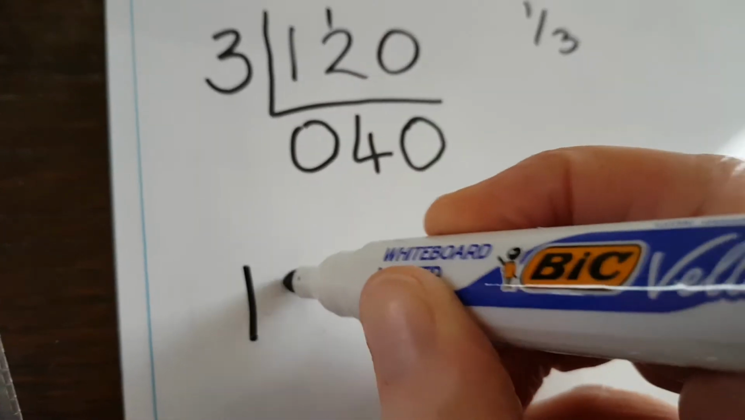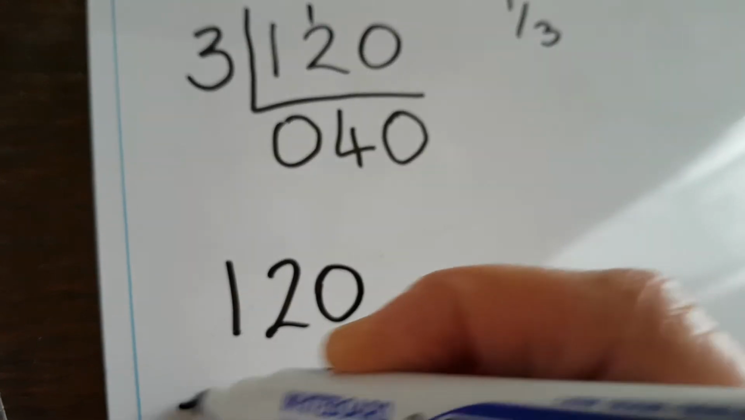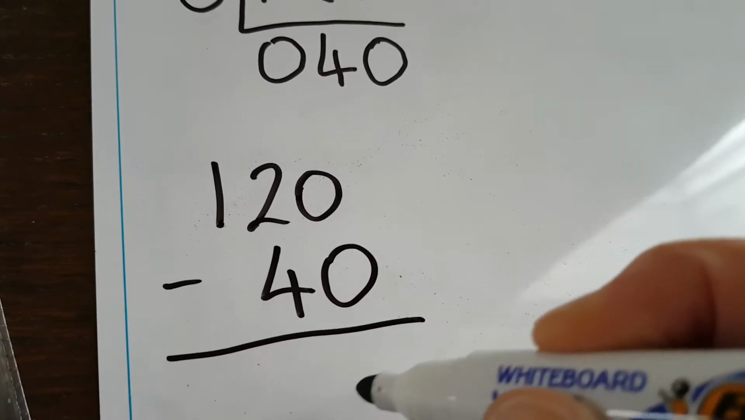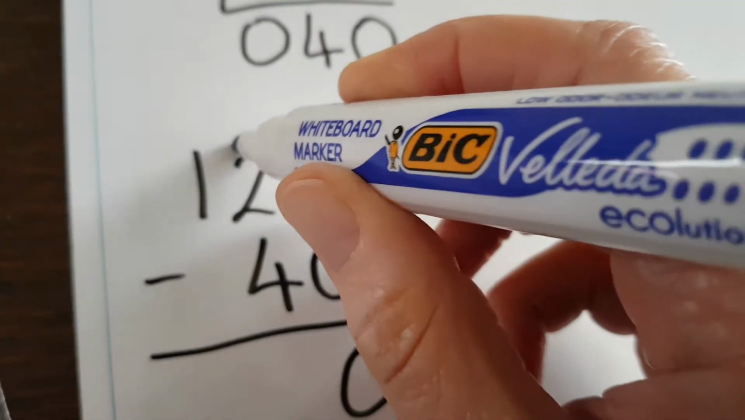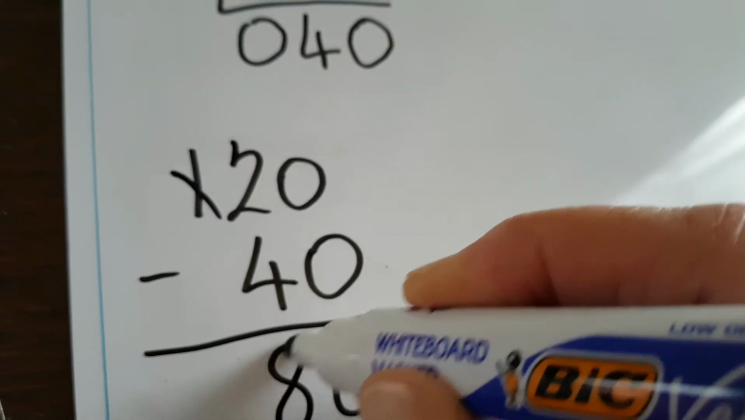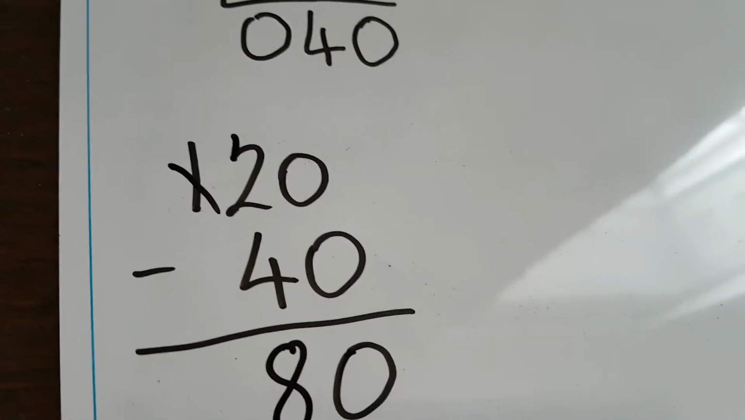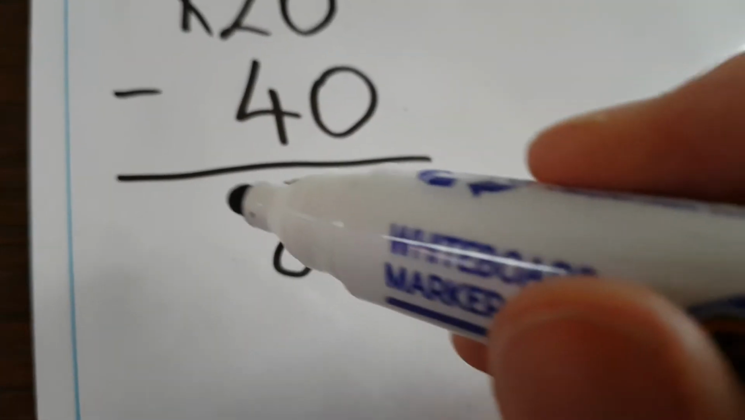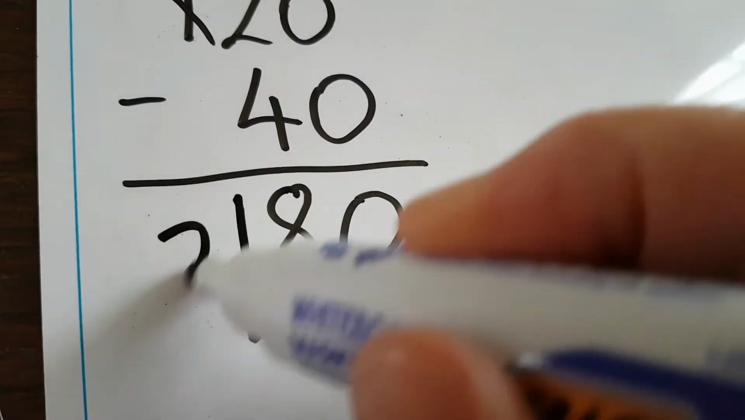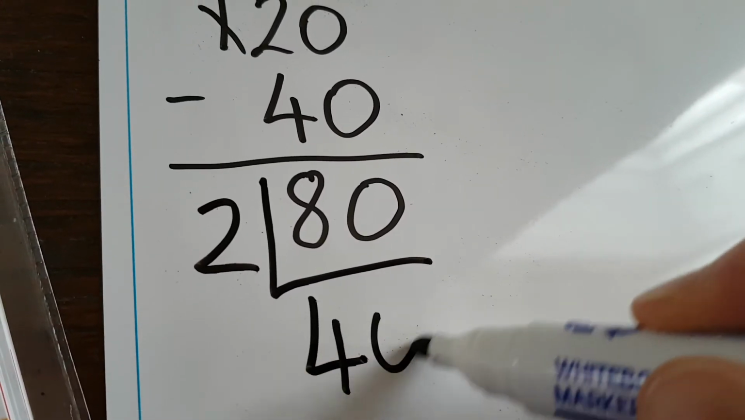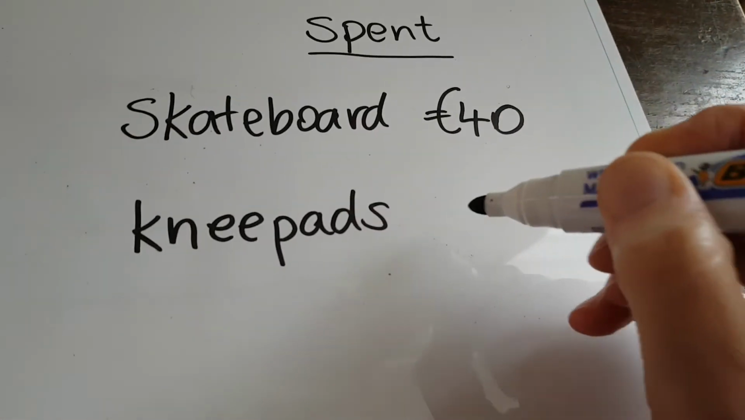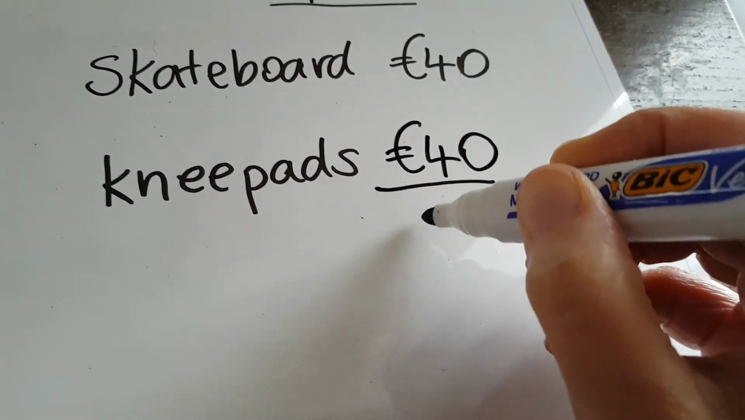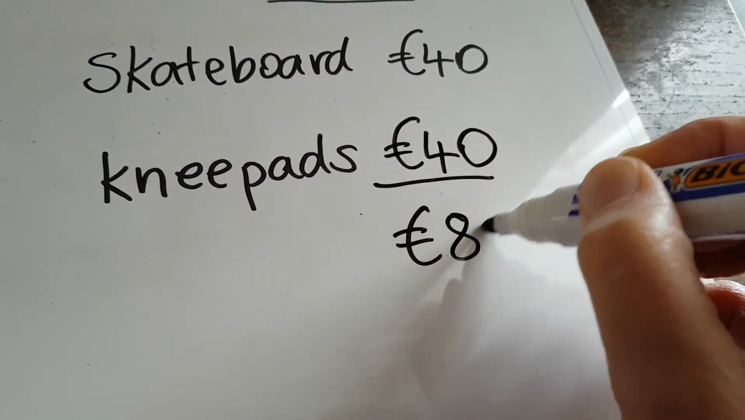So from her 120, she spent 40 on the skateboard, which means that she had 80 left. Then she spent 50% of that on her knee pads. 50% is a half. So if I divide 80 by 2, I get 40. So she also spent €40 on knee pads, which means altogether she spent €80.